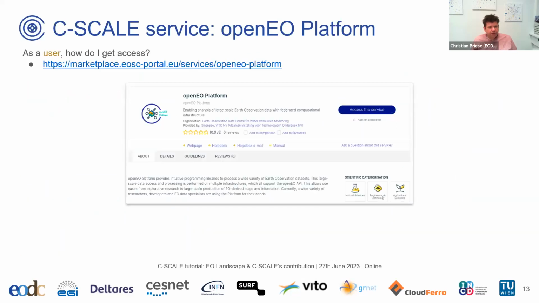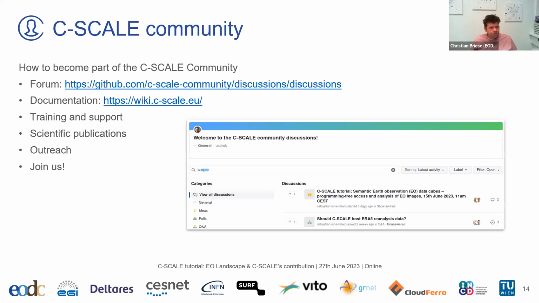Access is given, again, via the marketplace of the European Open Science Cloud, and can also be then finally accessed via the ESA Network of Resources portal. For the community, just a summary slide with 2 links to the forum and the documentation page of C-Scale, where you can get all other details about services, and where also discussions about the usage of C-Scale can happen.